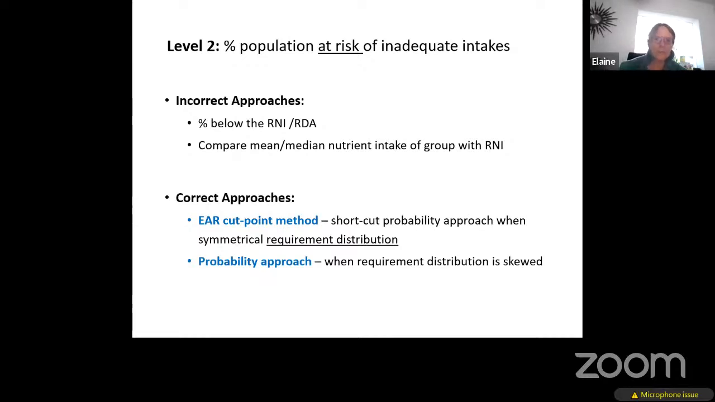So the correct approaches are what's known as the EAR cut point method. And that's sort of a shortcut method. But it does make assumptions about what your requirement distribution looks like. It has to be symmetrical. It has to be a normal distribution. And then there's something called the probability approach. And this has to be used if the requirement distribution is non-normal, is skewed. And I'll be going into why that is right now.